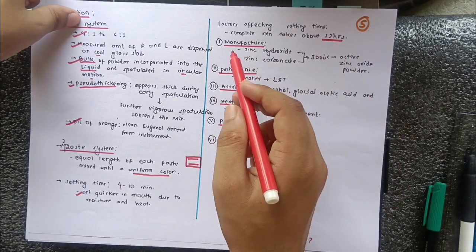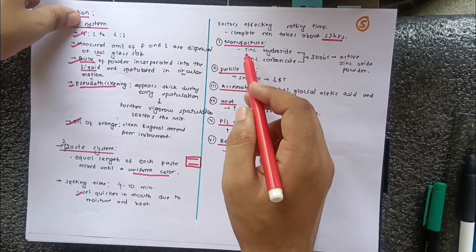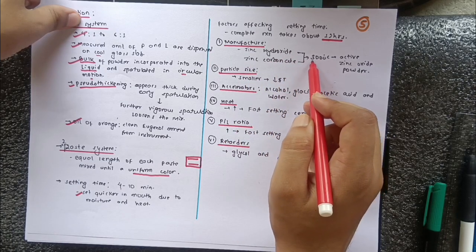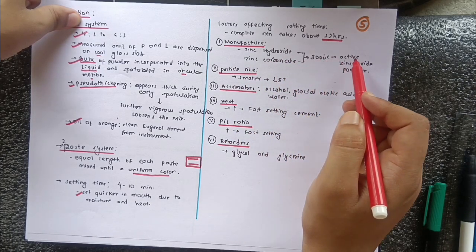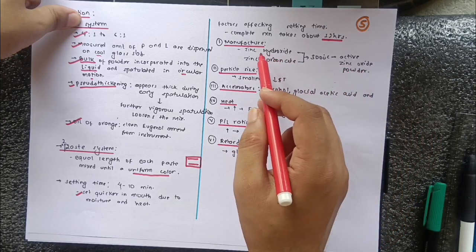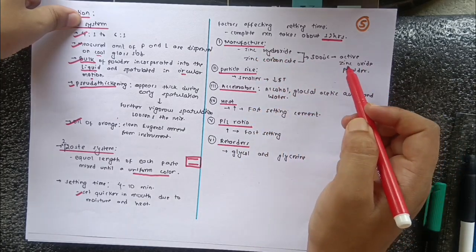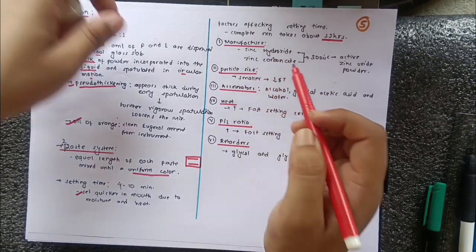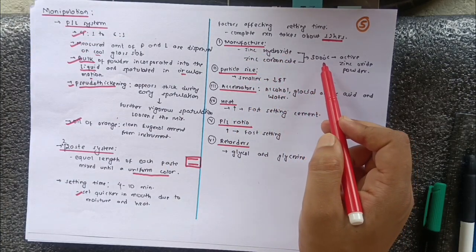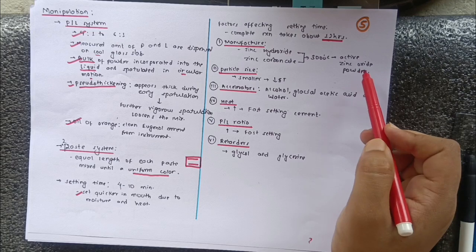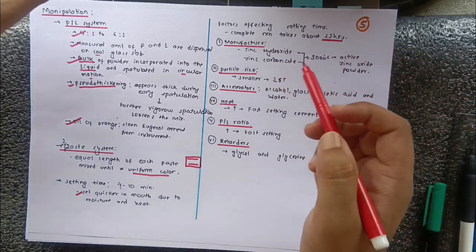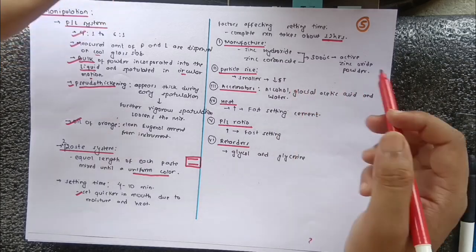In the manufacturing steps, when we add zinc hydroxide and zinc carbonate and heat them at 3000 degrees Celsius, they produce the active zinc oxide powder. The zinc oxide powder gained from those compounds is active, and it can decrease the setting time and increase the setting.